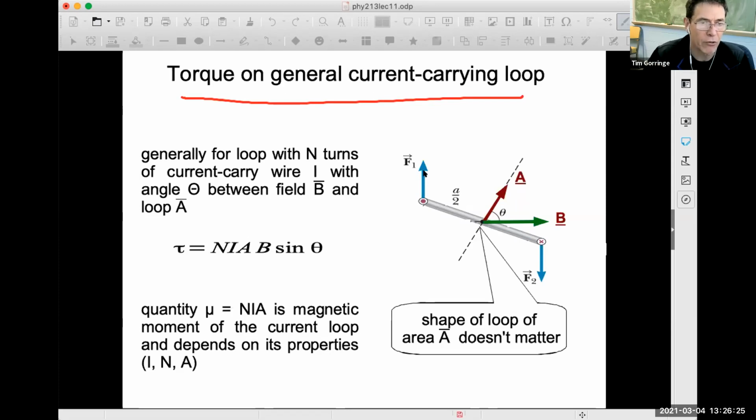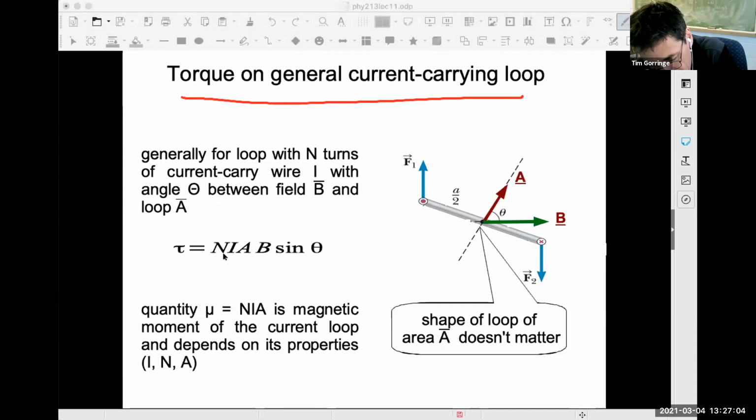What do I mean by a general current carrying loop? What's the difference between the rectangular current carrying loop and the general one? The general current carrying loop can have not just one turn of wire, but many loops of wire. The number of loops of wire I'm going to call uppercase N, and that uppercase N is here.